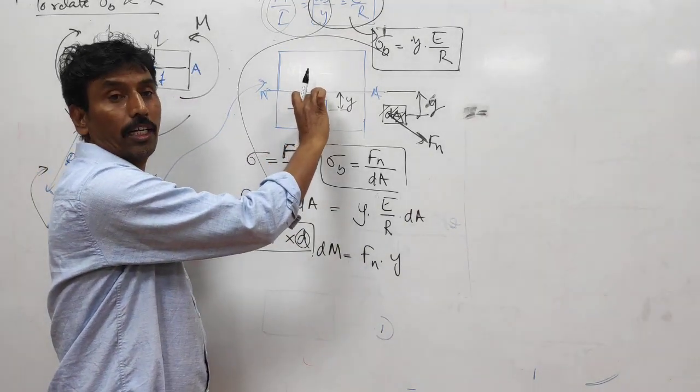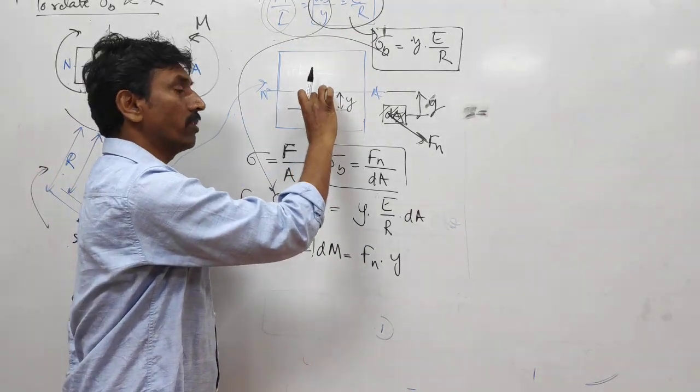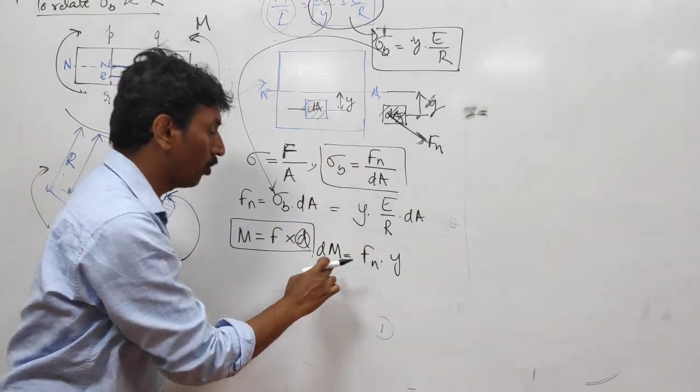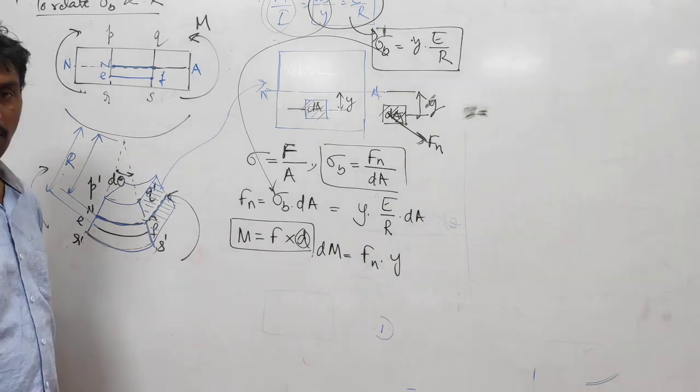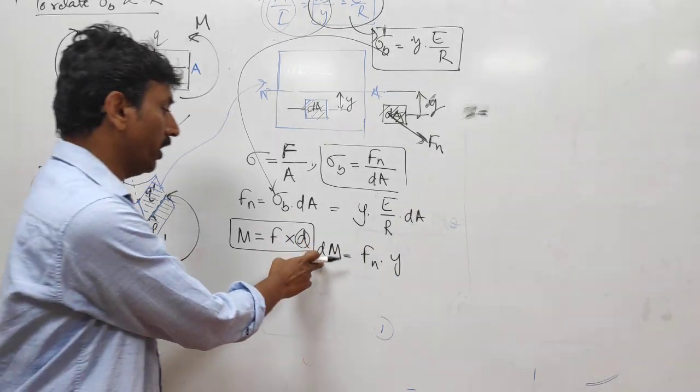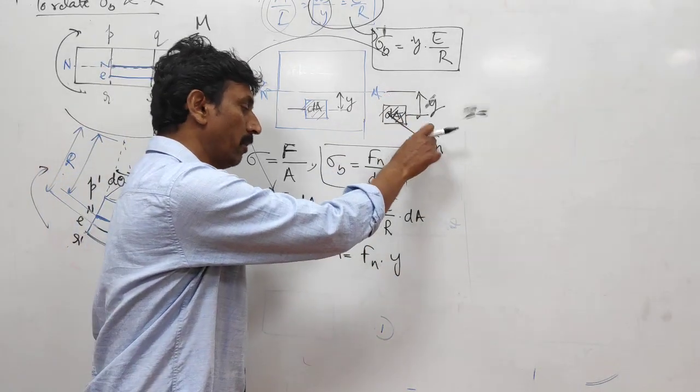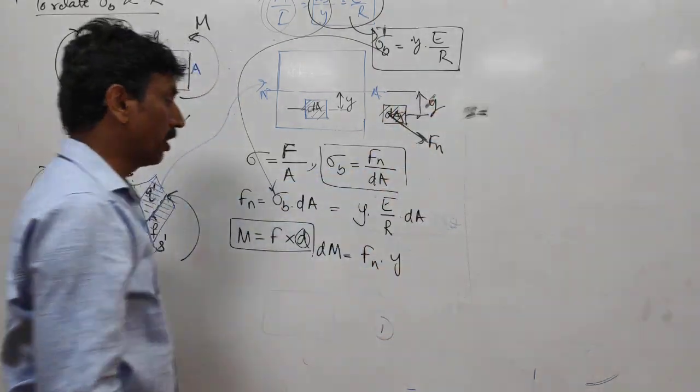So the moment is actually given by m, but we call this dm because this is for this element. It is not for the whole beam. Since this moment is for this element, we are calling this a differential moment. We will not call this the whole moment. So the differential moment is Fn on this element multiplied by y for this element.